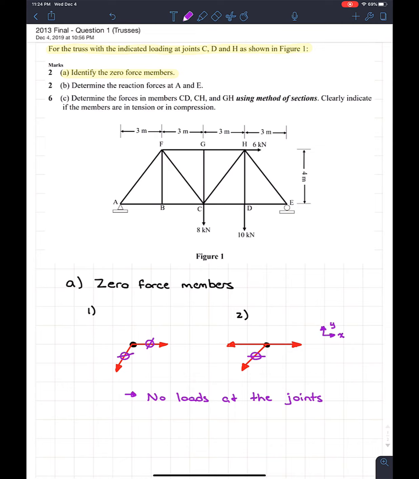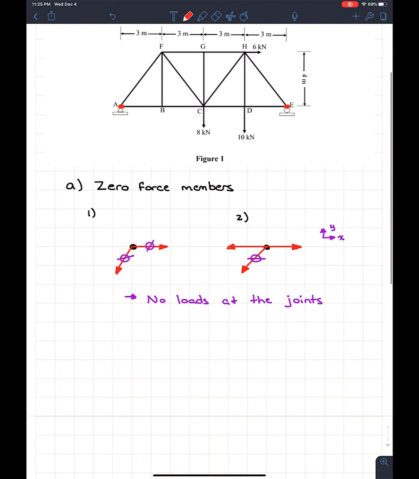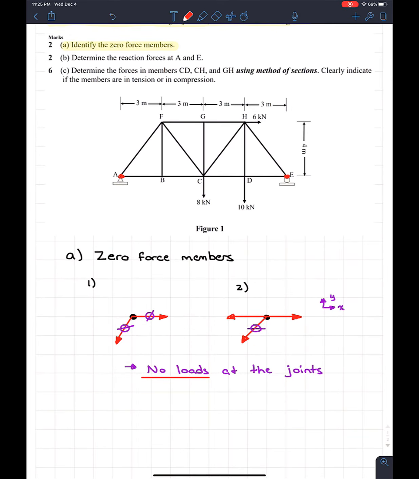So if we're looking at this structure right here, I'm going to label the zero force members in red. As we can see, there's only 2 places in the beam that fall under case 1, where we have 2 members at a joint, right here at E and then over here at A. So those are the only two places that have only two members at a joint. However, because there's going to be reaction forces at E and A, we can say that those are not zero force members. And again, the reason why, if we look down here at our little note, there must be no loads at the joint. And at A and E, we're going to have external loads from the reaction forces, so no case 1 in this case.